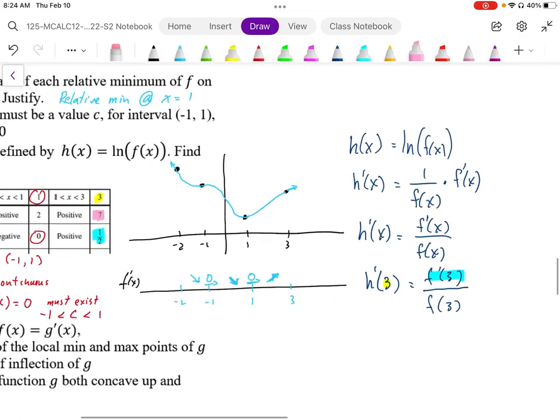Plugging those values into my expression, I can then find the h prime value at 3. So h prime of 3 is equal to 1/2 over 7, and I'm getting those values from my table. That means the derivative of the h graph at 3 is equal to 1 over 14.